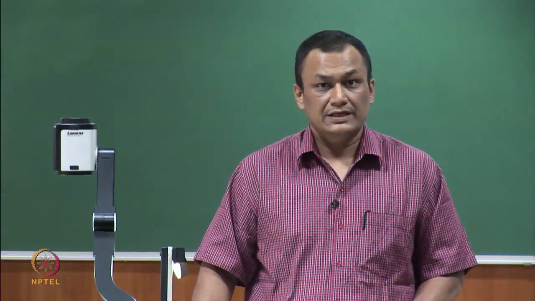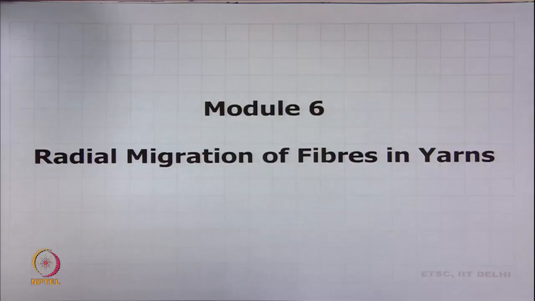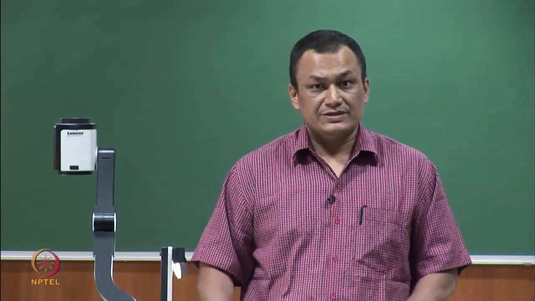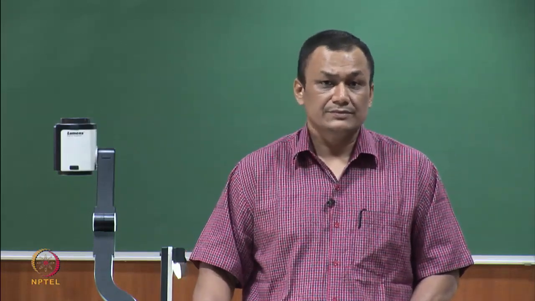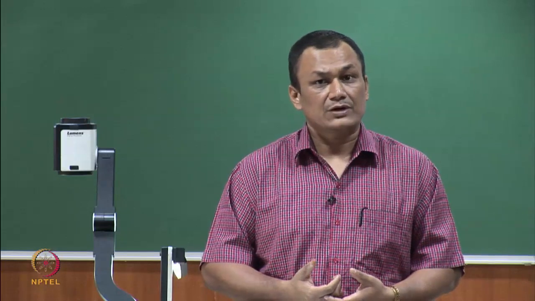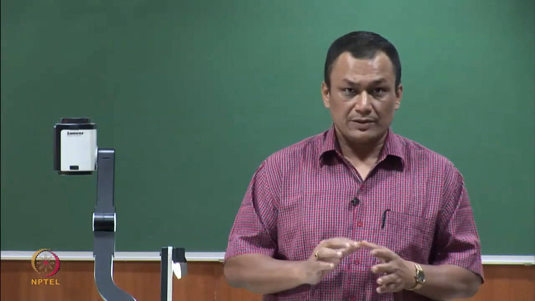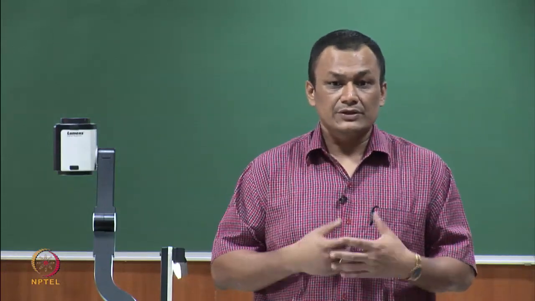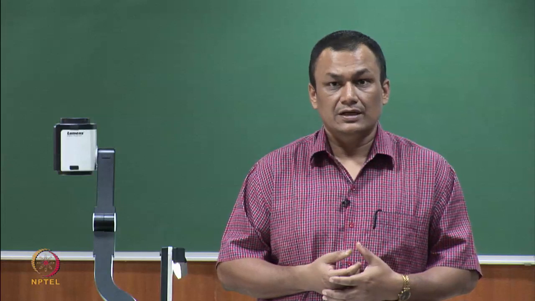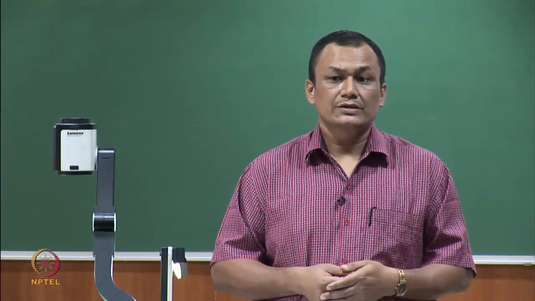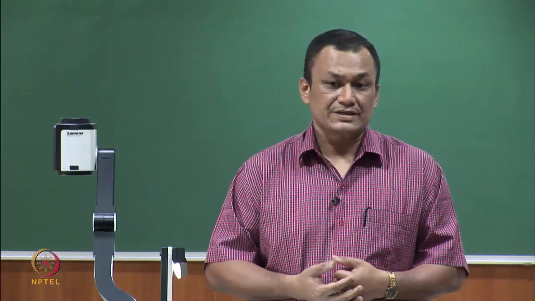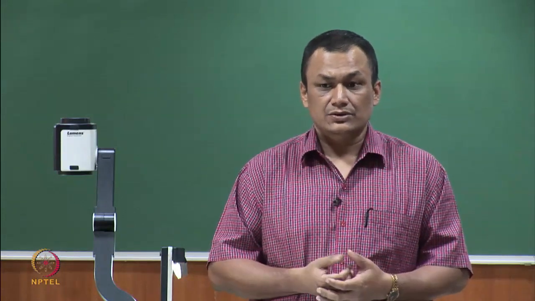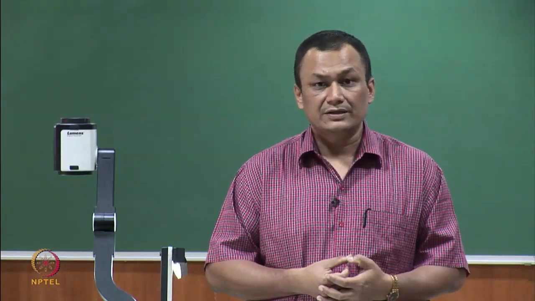In the last lecture we started module 6 on radial migration of fibers in yarns. So, we have talked about general fiber path in yarns, how to characterize this fiber path. Then we talked about a fiber element, how to characterize this fiber element. We used cylindrical coordinates and also derived certain basic relations among the angles to characterize the fiber path inside the yarn.